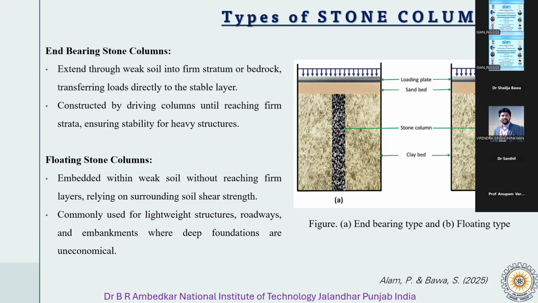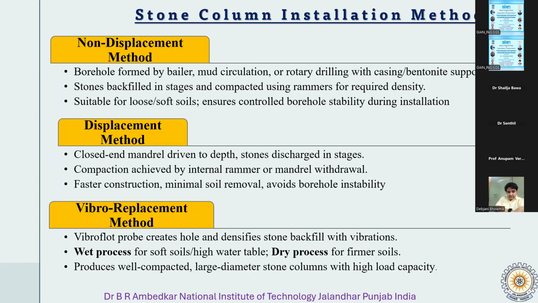So you can see both types. One is reaching up to the hard strata and the other is just floating in the soil. And there are different installation methods of the stone columns: displacement method, non-displacement method, and vibro replacement method.